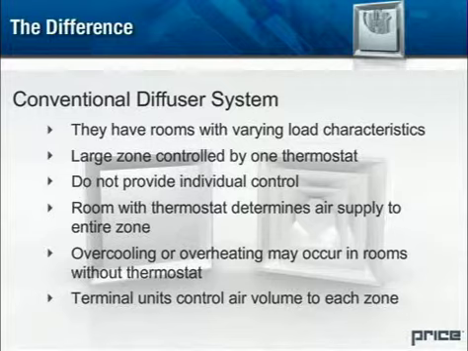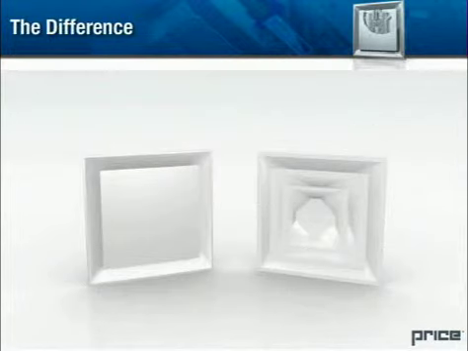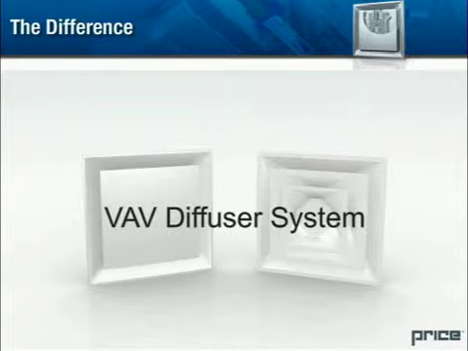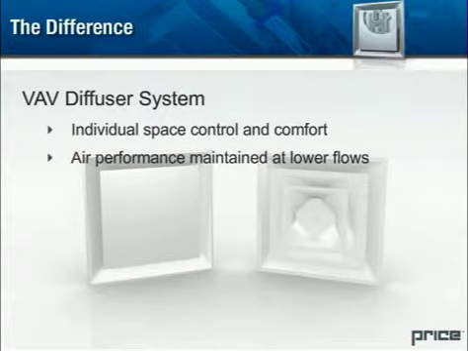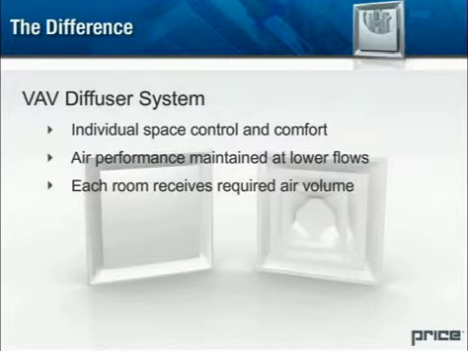Terminal units control air volume to each zone. Now, here are some characteristics of a VAV diffuser system using Price Varitherm diffusers. Individual space control and comfort. Air performance maintained at lower flows. Each room receives required air volume.